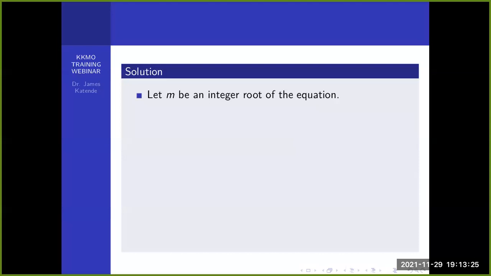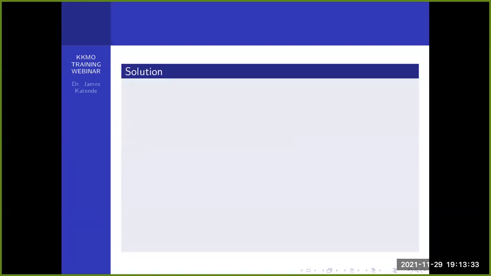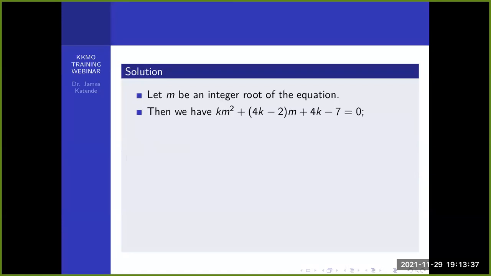Here it says, we have been told that we are looking for integer roots. So we are guaranteed that there'll be an integer root. Let's fix that integer root to be m. Then we can substitute the root into the equation. It will satisfy the equation. So where there is x, we just replace it with m. If m is a root, then it will satisfy the equation.